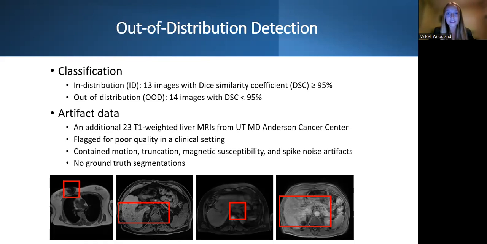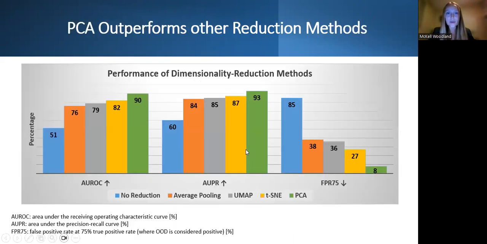Additionally, we have access to T1 weighted liver MRIs that were flagged for poor image quality in the clinic due to MRI acquisition artifacts. We found that principal component analysis outperformed the other dimensionality reduction methods, resulting in high performance and a low false positive rate.